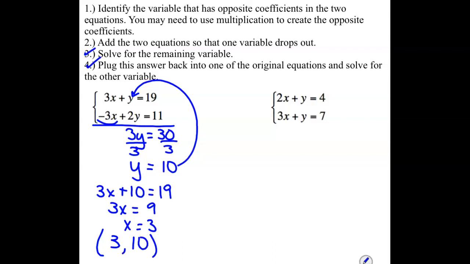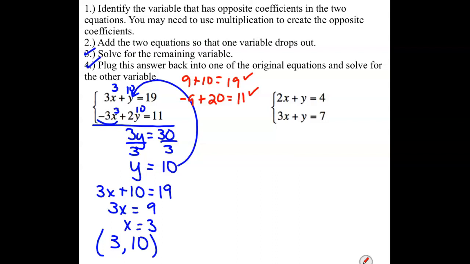Now it is important to make sure that we haven't done anything incorrect, so let's check our answer. We're going to put a 3 and a 10 into both of our equations for our x and y's and double check that it really does work. For the top equation, 3 times 3 is 9. 9 plus 10 does equal 19, so that one works. For our second equation, negative 3 times 3 is negative 9. 2 times 10 is 20. Adding those, we get 11. So it does work in both equations, so it is the correct solution.